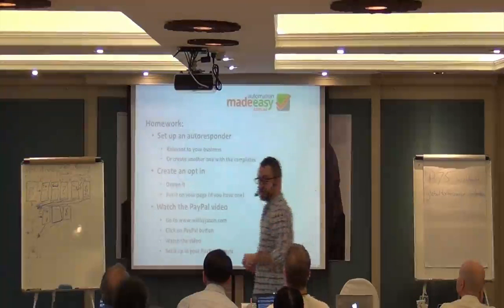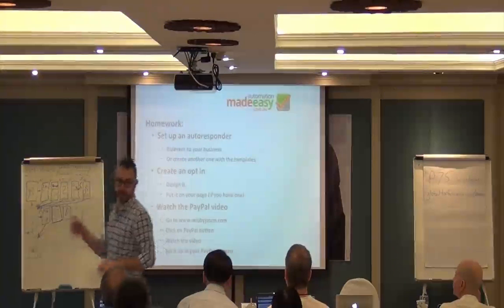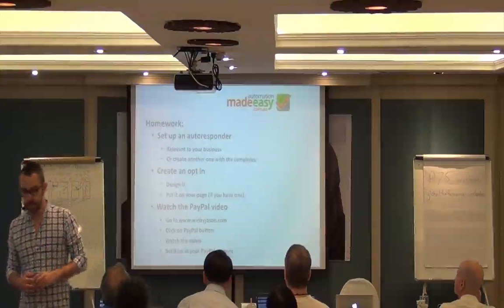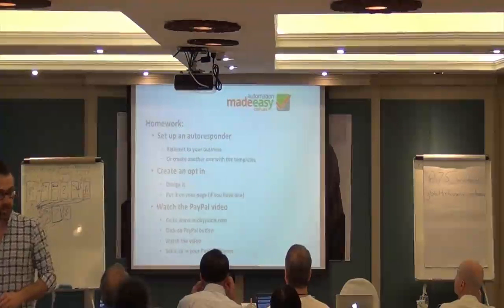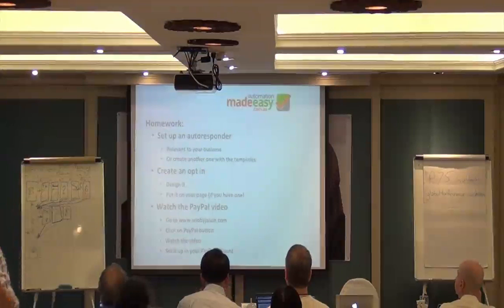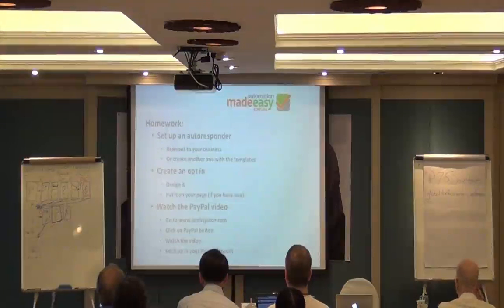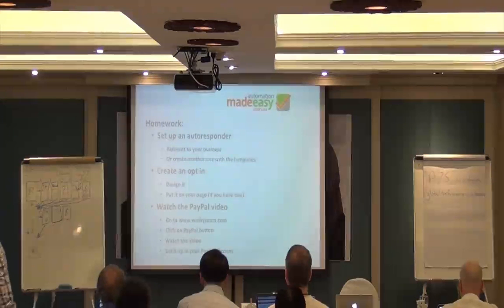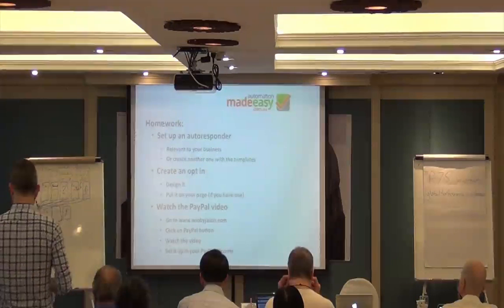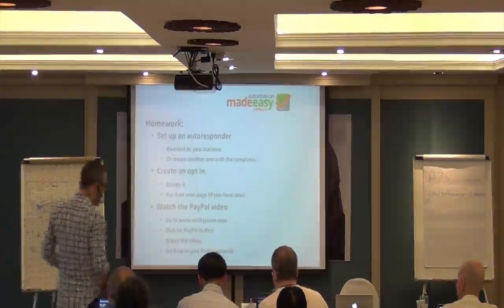For everybody else, your homework is to go to my page, the WIA by Jason page, and use the templates there and set up an autoresponder. Then the second thing to do is set up a web form, like we just did just now. Go through and set up a web form. Create another opt-in form. And then if everyone can click on the PayPal button, I don't see anyone clicking on the PayPal button on the WIA by Jason. Actually, let me show you up here.